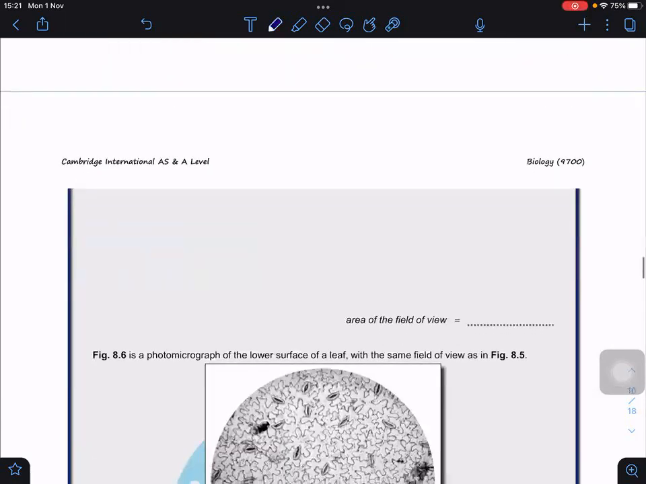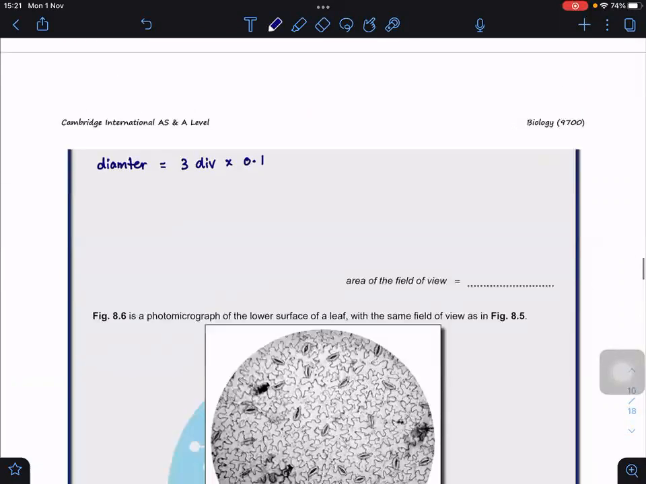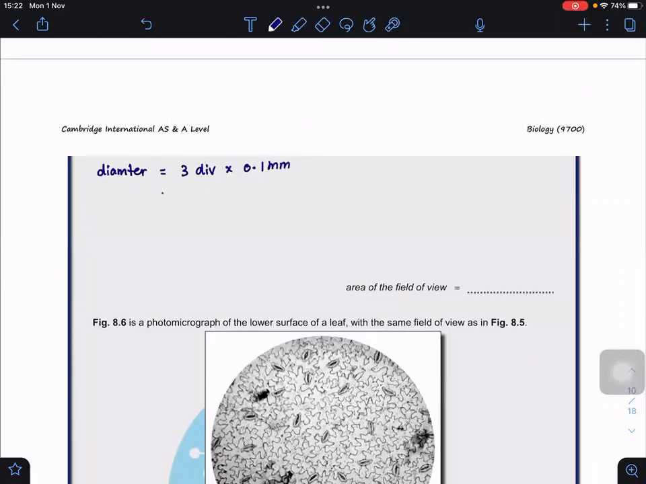Okay. So for the first question, we calculate: what is the diameter? Diameter of the field of view equals 3 divisions, and each division is 0.1 mm. Am I right? 0.1 mm. So therefore, the diameter is 0.3 mm. So I know what the radius is. You need to show a calculation. So radius equals half of the diameter. Therefore, the radius is 0.15 millimeter.